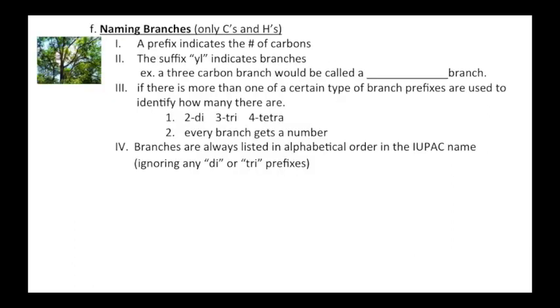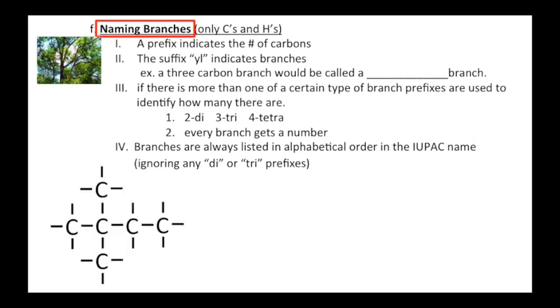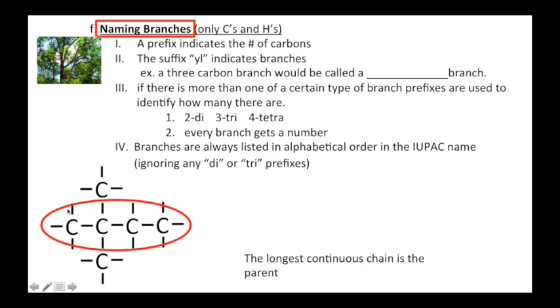Okay, next. Now we got to name branches. Okay, so when we're naming branches, you have to find the longest continuous chain, and that's the parent. So there's our longest chain. 1, 2, 3, 4. We could have gone this way. 1, 2, 3, 4. But this makes it easy, and it'll come out the same either way. So there's our parent. And we know what the parent's name is. It's 4 carbons. It's single bonds. The parent is butane.